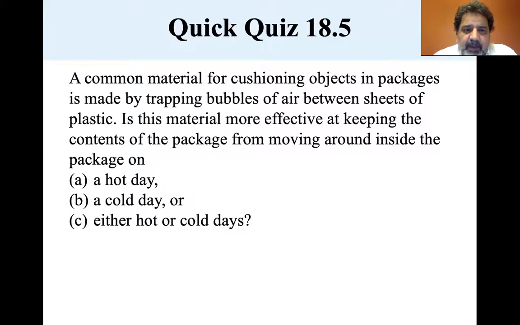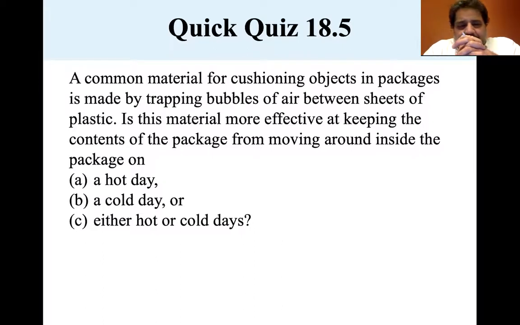Okay, a common material for cushioning objects in packages is made by trapping bubbles of air between sheets of plastic. Is this material more effective at keeping the contents of the package from moving around inside the package on a hot day, a cold day, or either hot or cold days? In other words, it doesn't matter.